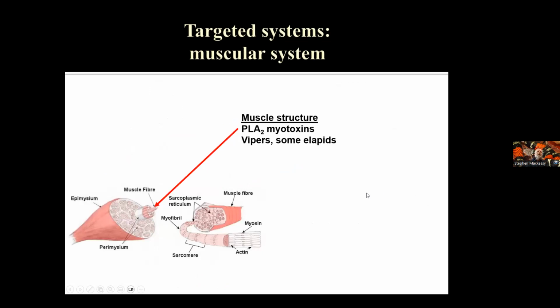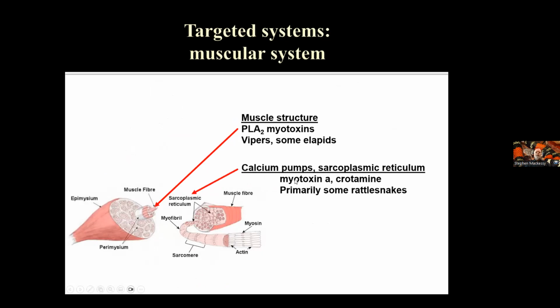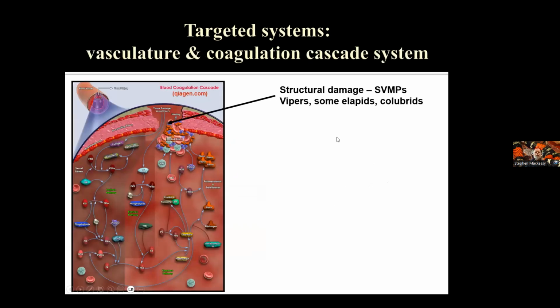If we look at the muscular system, in addition to targeting the neuromuscular junction, there are a variety of toxins, again, phospholipase-based, that act as myotoxins to disrupt the actual physical structure of the muscles themselves. One that we've worked with a bit here, myotoxin A, which is a homologue of crotamine found in South American rattlesnakes, is apparently incapacitating calcium pumps in the sarcoplasmic reticulum. And this is a very potent toxin that we'll see in a little bit.